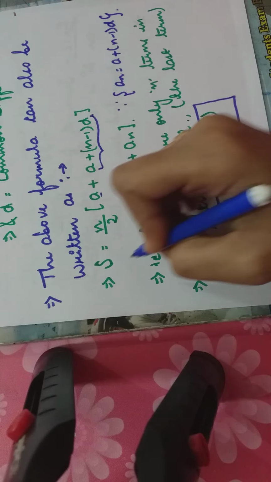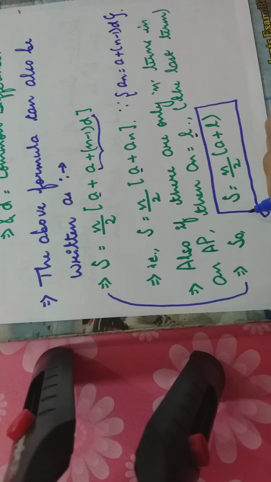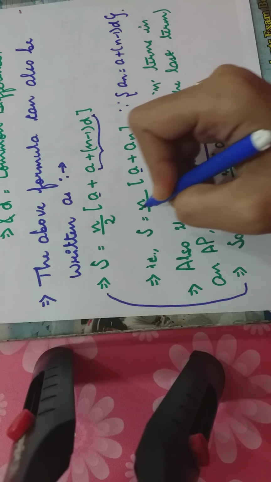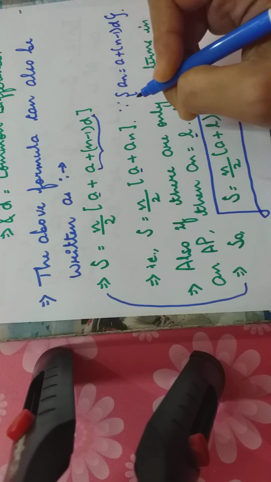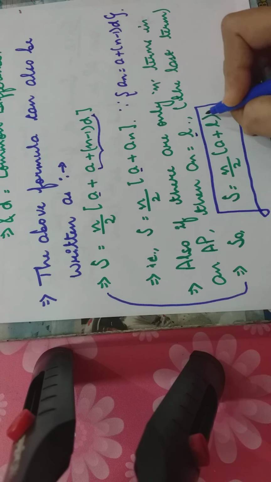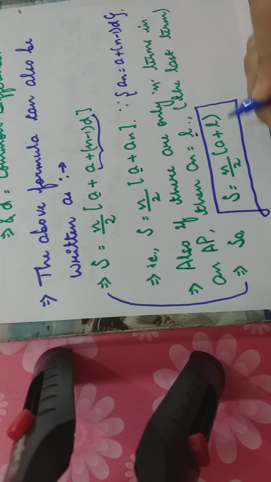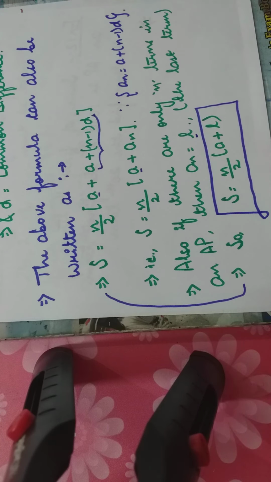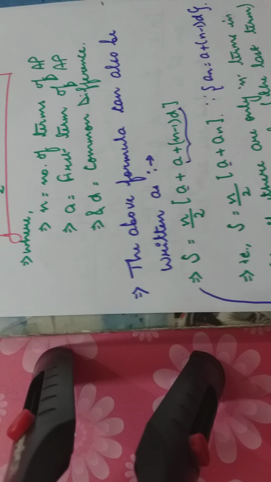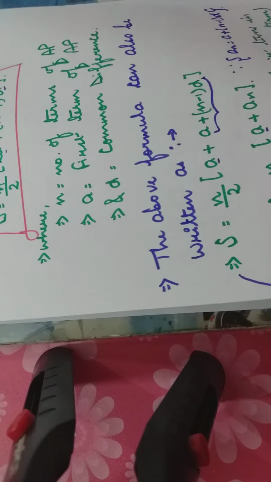So this formula can be written in one line as S equals n by 2, same n by 2 into a, and if an is the last term of an AP, it is denoted by L. That means there are only n terms in an AP, so an can be denoted simply as L. So S equals n by 2 into a plus L. So let's work on this formula. If you work on this formula, you will automatically memorize it.